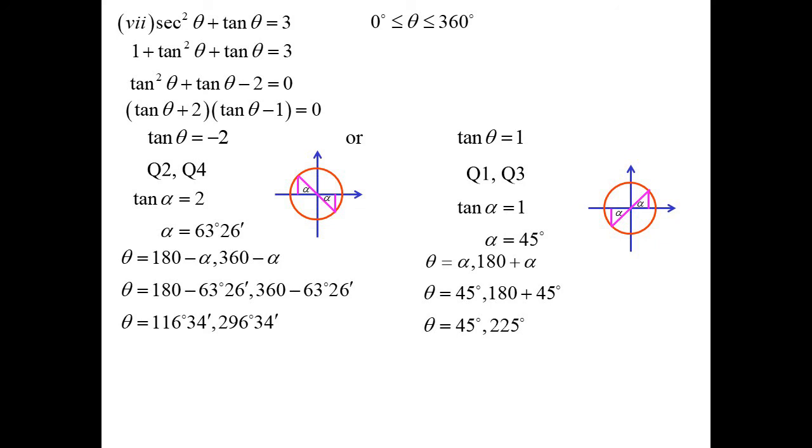I don't leave my answer like that though. It shouldn't be for whoever's looking at your solution to pull everything together for the final answer. We should be providing that. So pull it all together. I like to put them in numerical order. I just think it looks neater. So 45, 116.34, 225 and 296.34 are our four possibilities for this particular one.